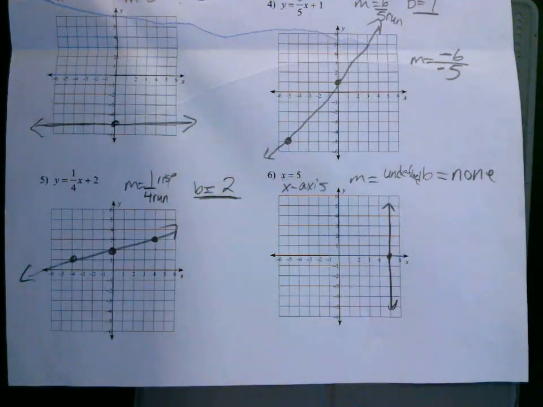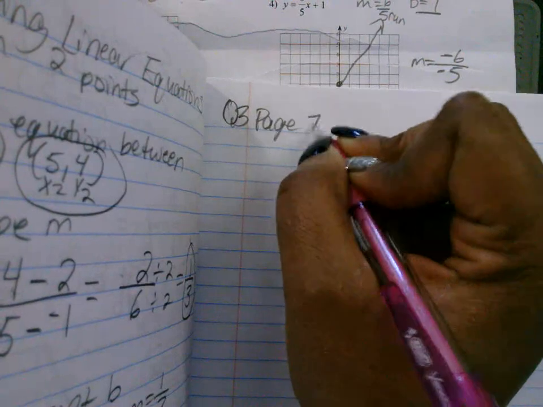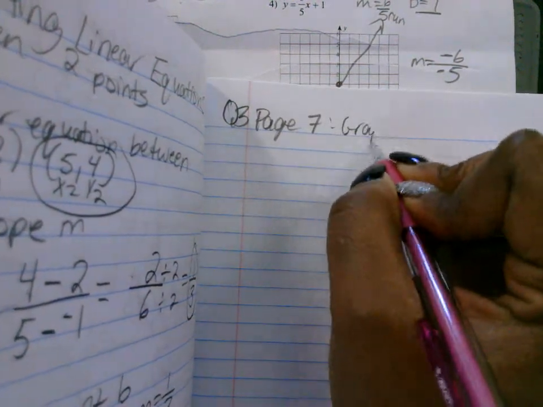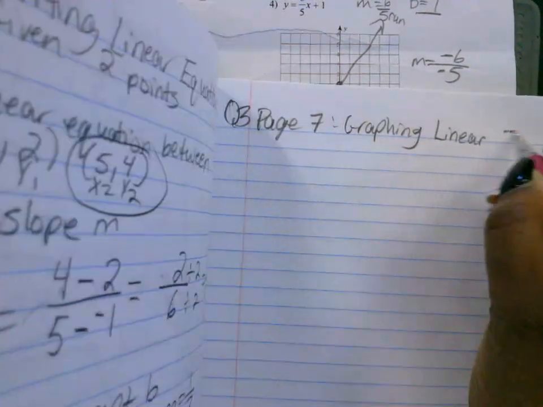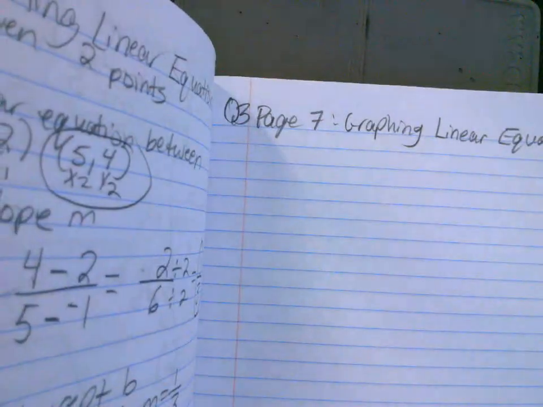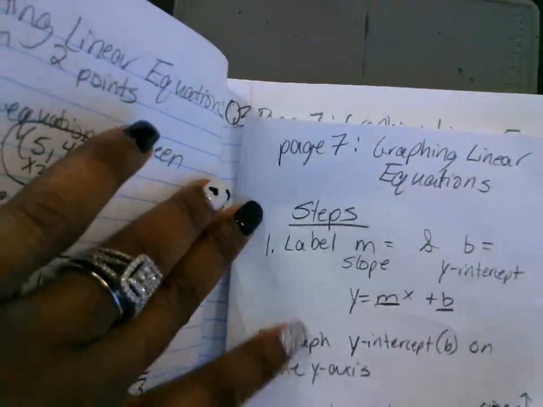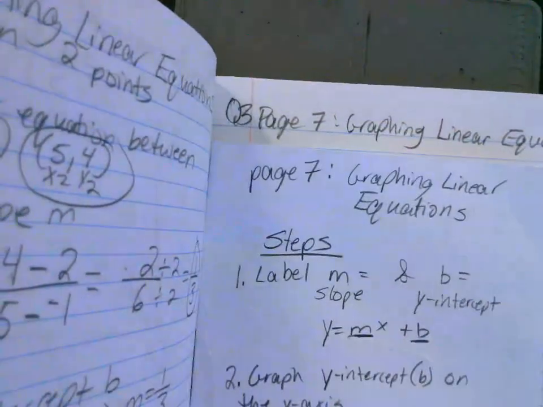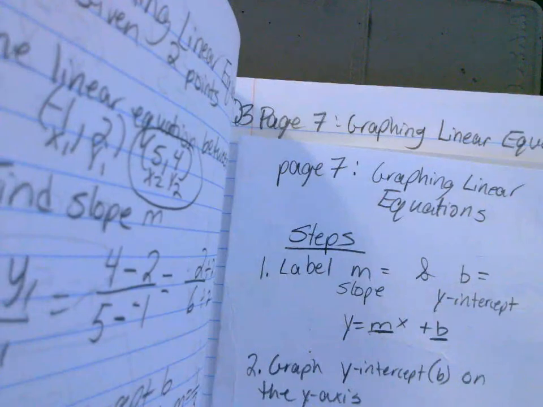Okay, so now we're going to put this on page 7 in our notebook. This is graphing linear equations. Q3, page 7, graphing linear equations. Okay, and we're going to paste this down so that we can see those steps that we wrote. Pause for the calls, Ms. Reyes. Make sure you paste this in your notebook, please.